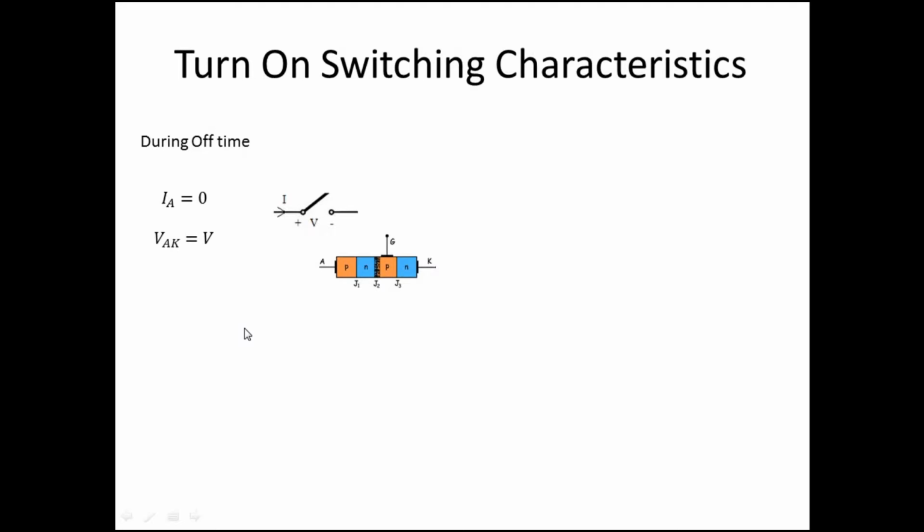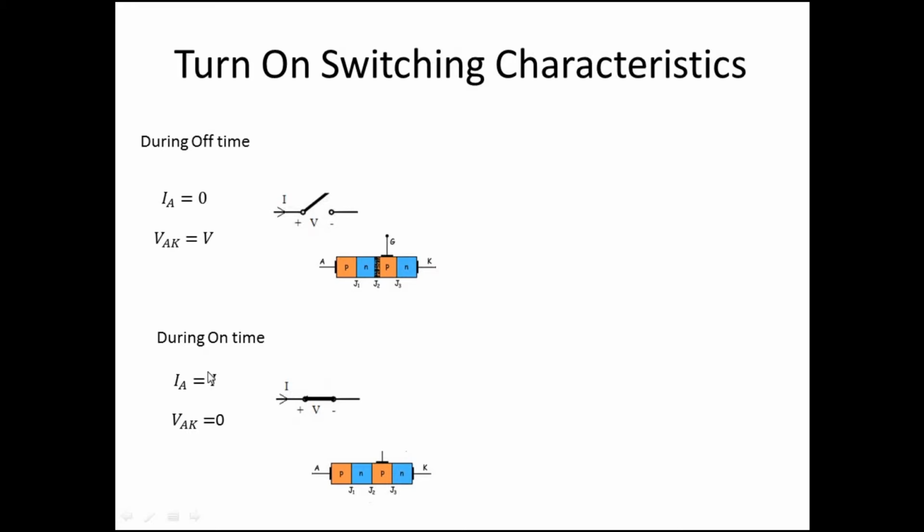During turn on time there will be a current flow. It is a closed circuit, so there will be current flow and the voltage across the device will be 0, and there will be no depletion region and there will be conduction. The transition from this off period to this on period is called the turn on switching characteristics. So IA is 0 here and I is maximum here, VAK is maximum here and 0 here. So there is a transition.